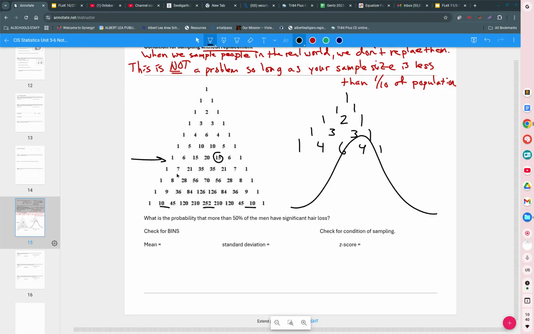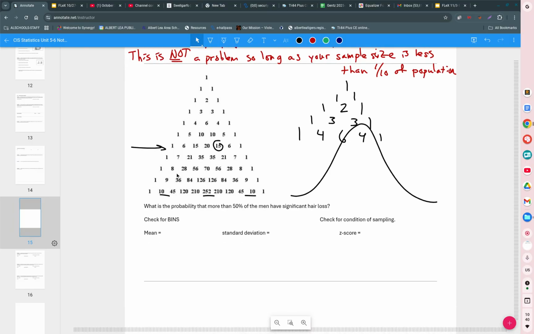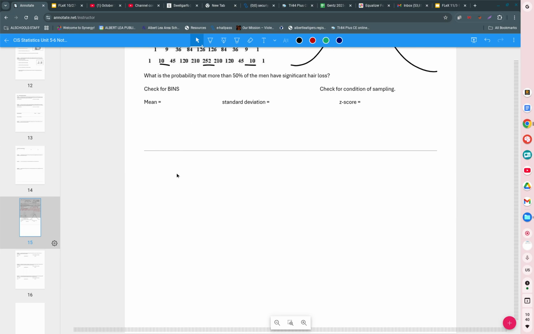So it all comes together in kind of a unique way. So let's actually answer this problem. What is the probability, and this is what we want to focus on today, so when we asked in your assignment, what's the probability that more than 50% of men have significant hair loss of the 400 that we gathered? Okay? So we'll check for condition of sampling and bins on the next example. For this one, super easy.